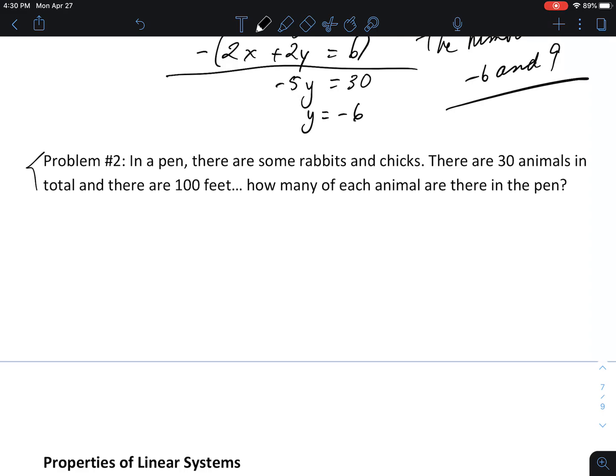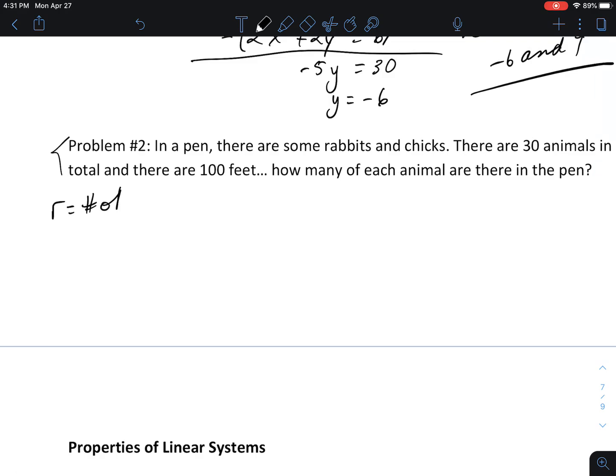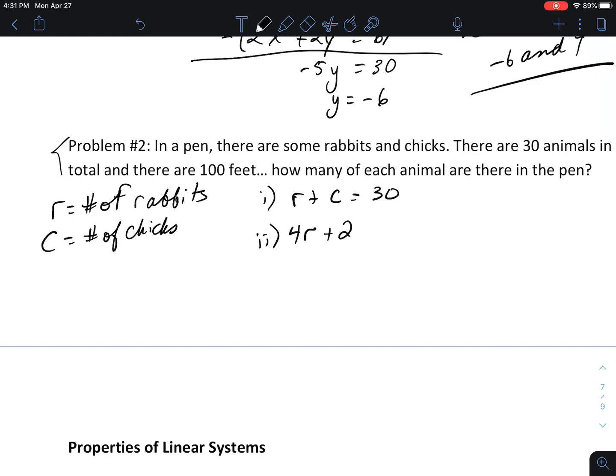All right, and now here's one about some animals in a pen. It says, in a pen there are some rabbits and chicks. There are 30 animals in total and there are 100 feet. How many of each animal are there? So I might say that R is the number of rabbits and C is the number of chicks. My first equation, there are 30 animals, so rabbits plus chicks is 30. And feet. Now remember a rabbit has 4 feet and the chicks only have 2, and there are 100 feet in the pen.